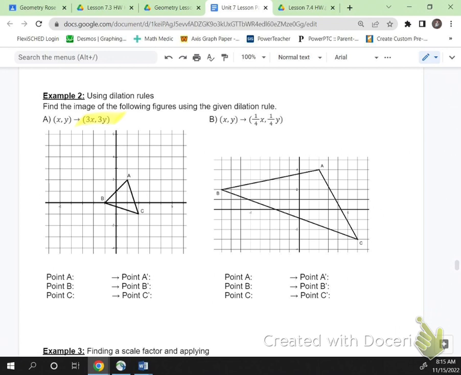An enlargement by 3. Let's write out all the points for A, B, C. Where is A? Got to know how to read a graph. What's the coordinate? 1, 2. Write it down. Where's B? Okay, what's C?